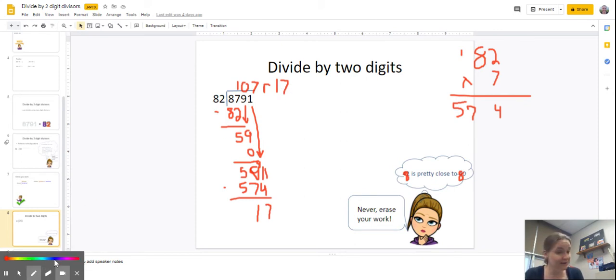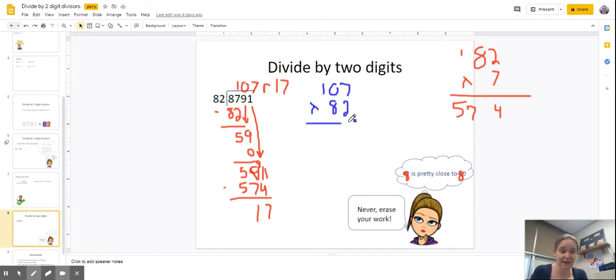But I can't forget my last step is to check. So to check it, I take my 107 and I'm going to multiply that times 82. Now I'm going to take 2 times 7 is 14. Write the 4, carry the 1. 2 times 0 is 0, plus 1 is 1. 2 times 1 is 2. Now write the 0 because it's not times 8, it's times 80.